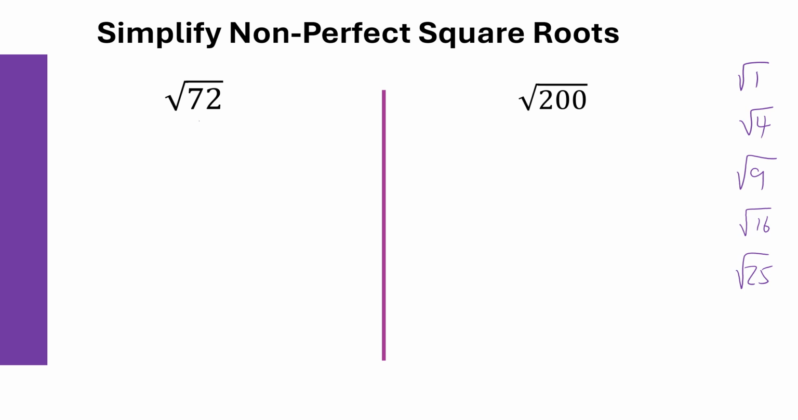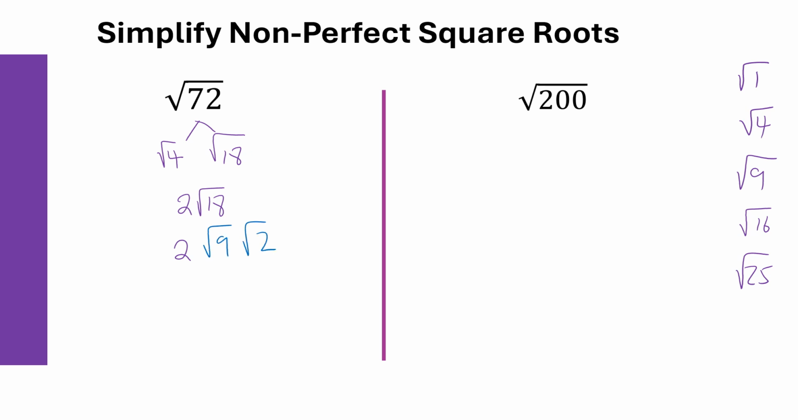So for 72, I know I can just use the square root of 4, because I know that the square root of 4 times the square root of 18 will give me the square root of 72. And now I can simplify the square root of 4, and that'll give me 2, and bring down the square root of 18. And I can see I can break down 18 even more because I know the perfect square 9. I know 9 times 2 is 18. So therefore, I can rewrite this as 2 times the square root of 9 times the square root of 2.